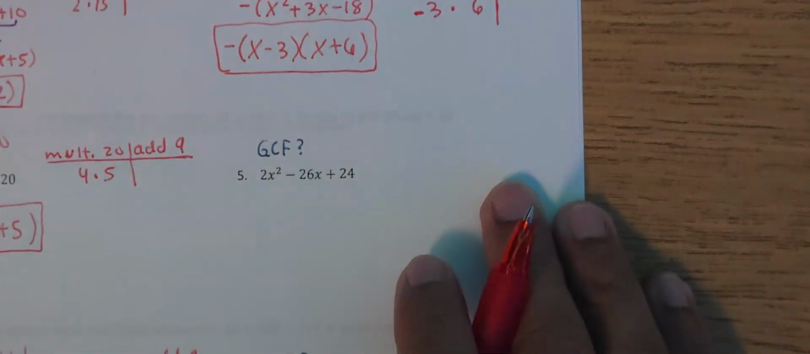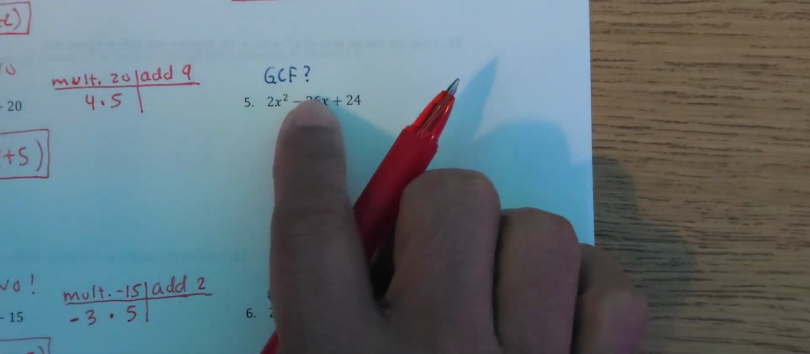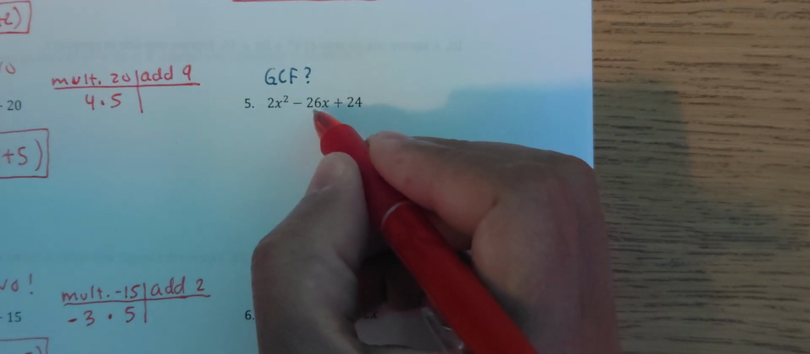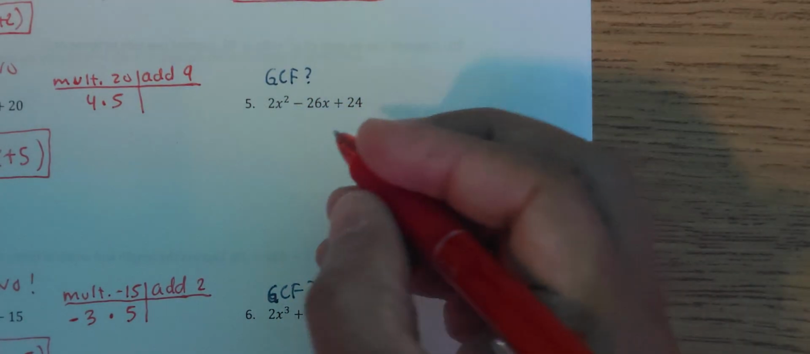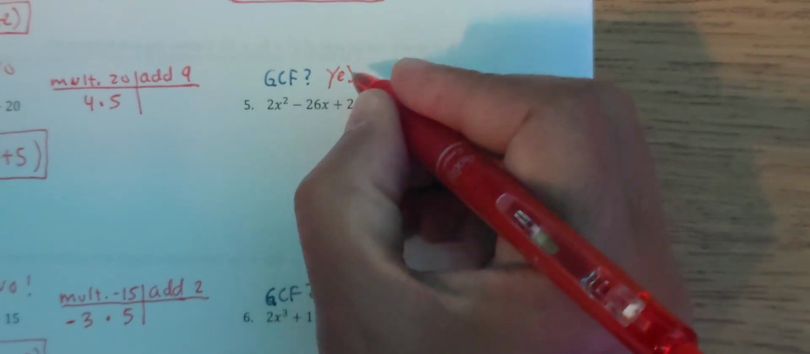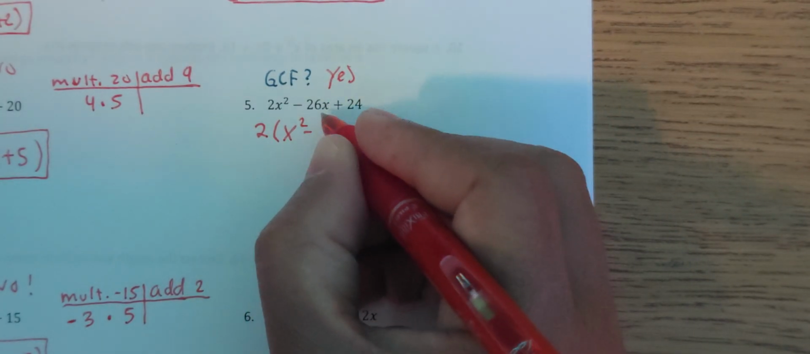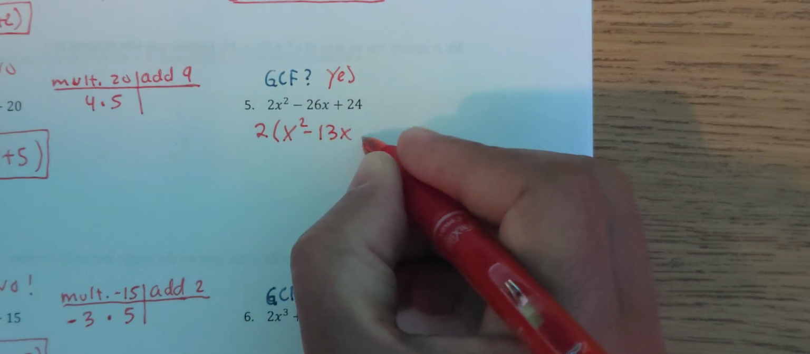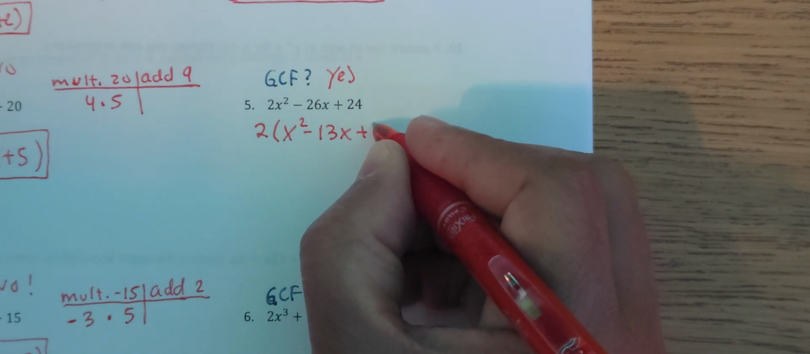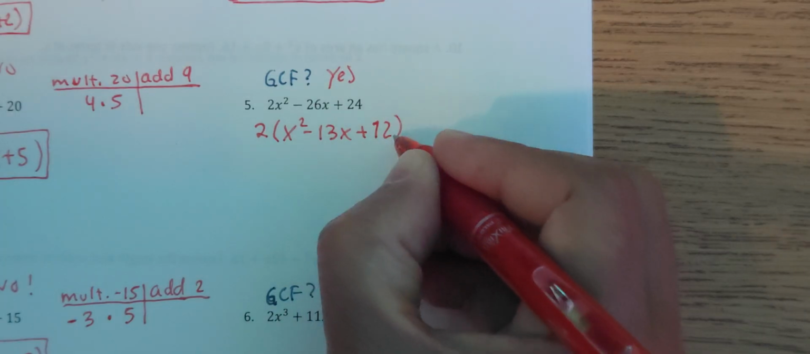All right, next example. Is there a GCF? Well, 2 goes into 26 and 24. The answer is yes. So there is a GCF. Okay, so let's factor it out. So then this becomes x squared minus 13x plus, instead of 24, 12.